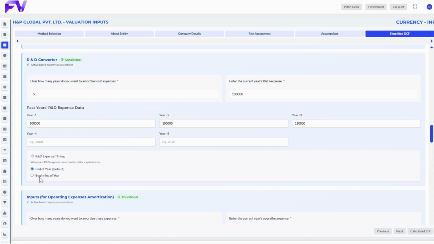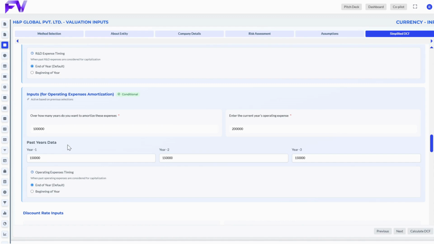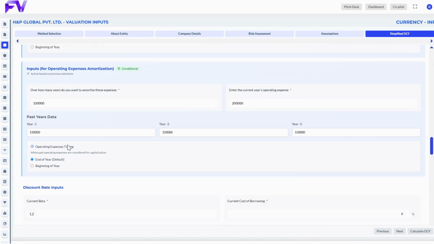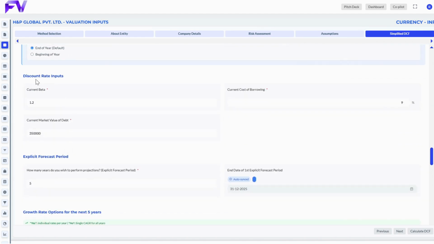Next, in operating expenses amortization, set the amortization period, add the current and past expenses, and pick the capitalization timing, end or beginning of year. Now, in discount rate inputs, current beta is a measure of the company's stock volatility relative to the market. In the explicit forecast section, select how many years you want to forecast your financials.